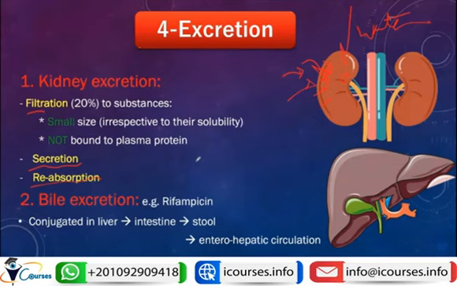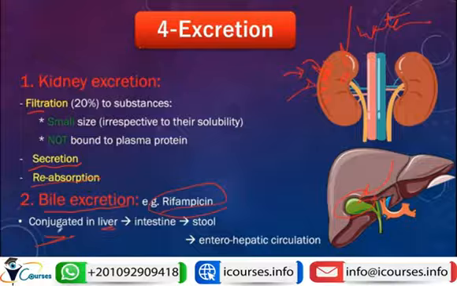The second mechanism is bile excretion. There are certain drugs that are excreted through the bile. From the liver, they will pass to the biliary duct, or to the gallbladder and then the biliary duct. For example, rifampicin. Rifampicin is conjugated in the liver, so it is metabolized in the liver.